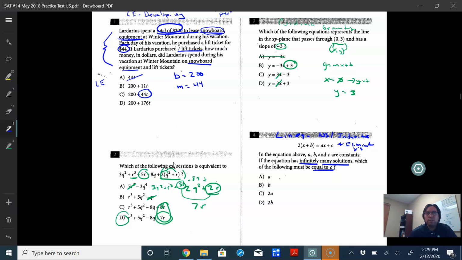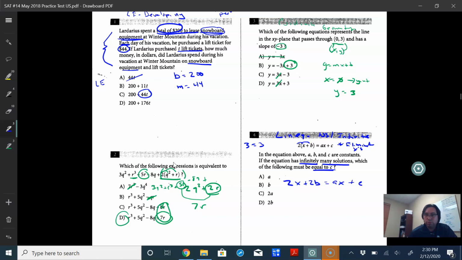If you remember, infinitely many solutions means that when you eliminate the x's, the values will agree with each other. For instance, if you eliminate all the x's and 3 equals 3, then you know you have infinitely many solutions. So let's first start off with distributing the 2. We rewrite this: 2x plus 2b equals ax plus c. And so for this reason, we know that we have an infinite number of solutions.